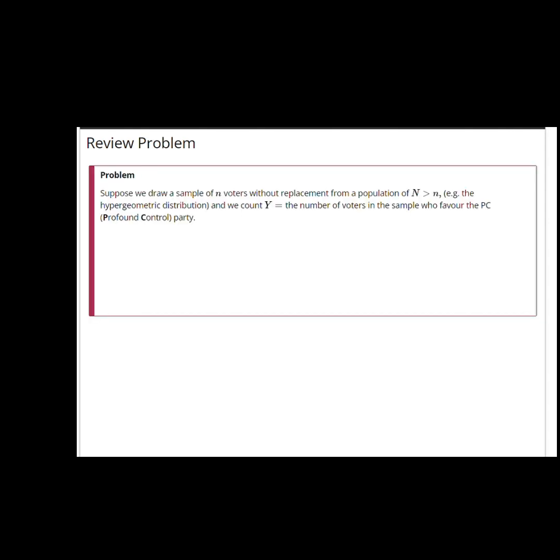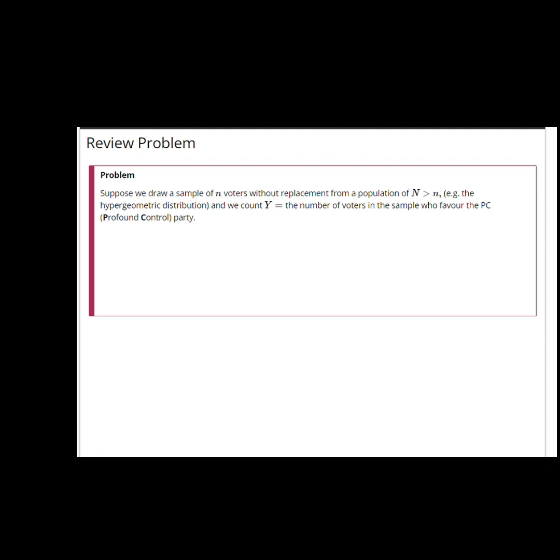Review problem. We can also use indicator random variables to confirm formulas for expected values and variances for random variables where we may have already established a formula, for example, in the case of the binomial or the hypergeometric distributions. Here's such an example. Suppose we draw a sample of little n voters without replacement from a population of capital N.